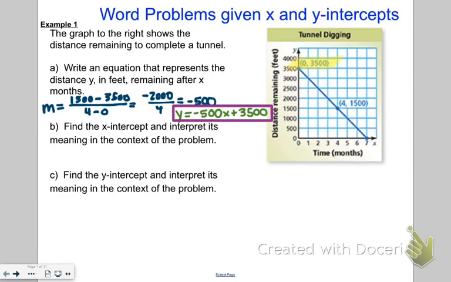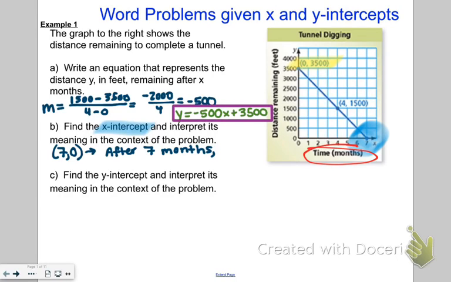Next, we're going to find the x-intercept and interpret its meaning in the context of the problem. So the x-intercept is at 7, 0. We need to interpret this in context. So what does the x value represent? What does the y value represent? We'll start with the x value of 7. That means after 7 months, because that's the label that we see on the x-axis, time in months. So we need to use those label words. That takes care of the x value.